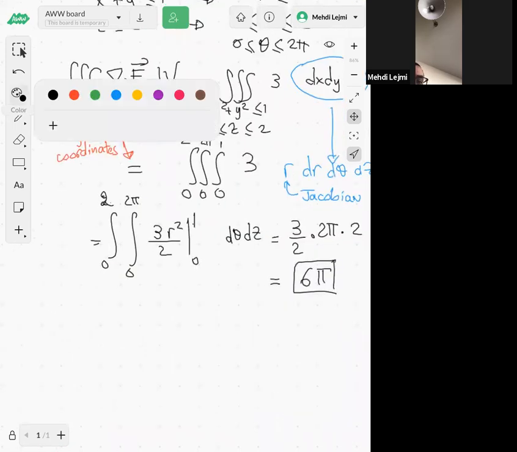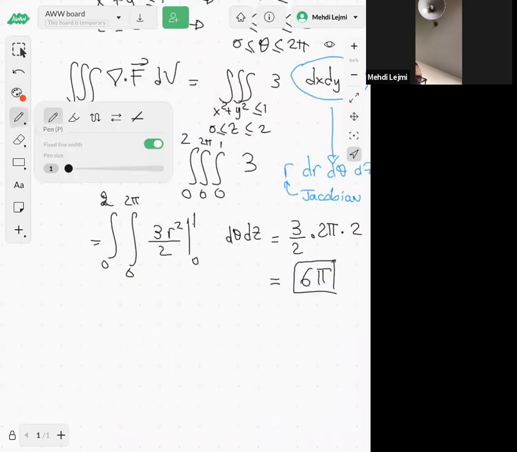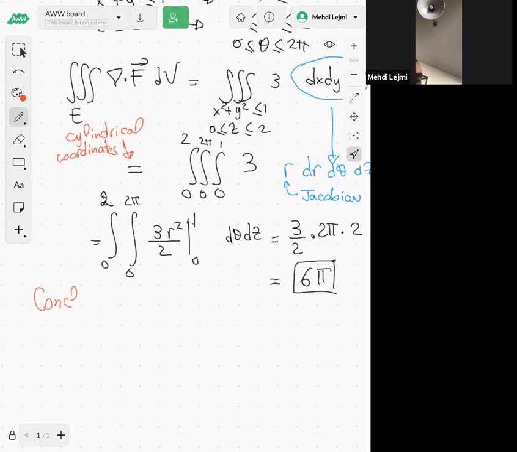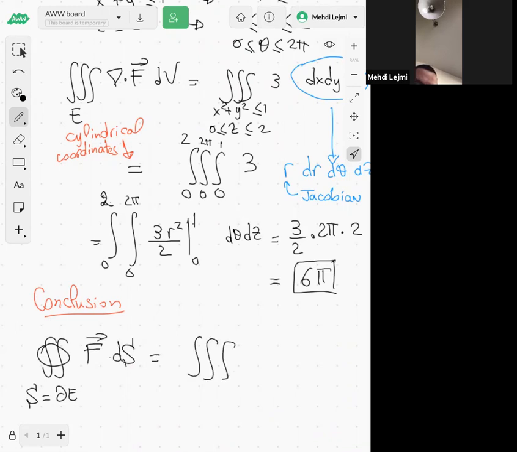So, conclusion: the flux of f along the boundary of the solid E is equal to the triple integral over the solid E of the divergence of f, which is equal to 6 pi.